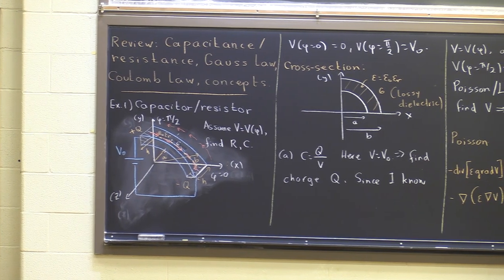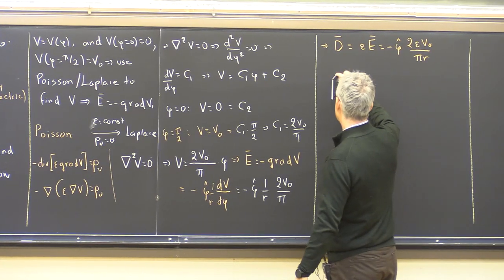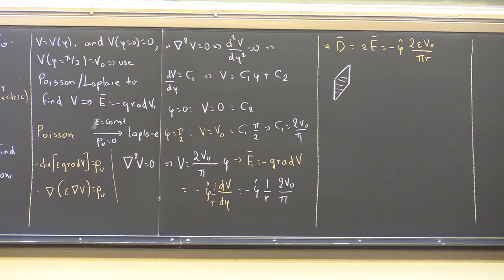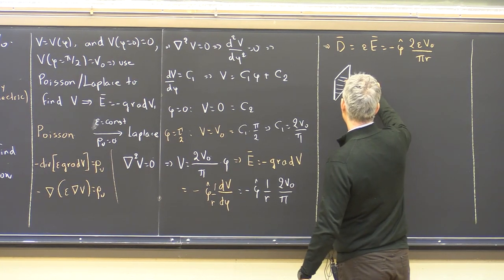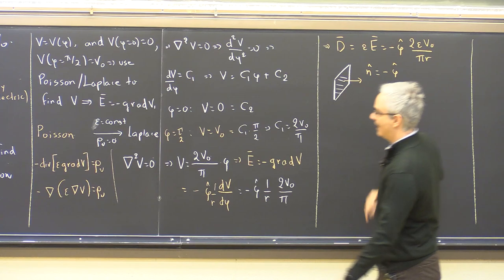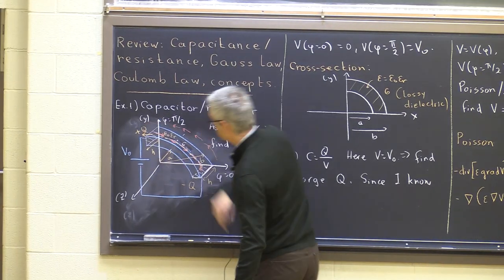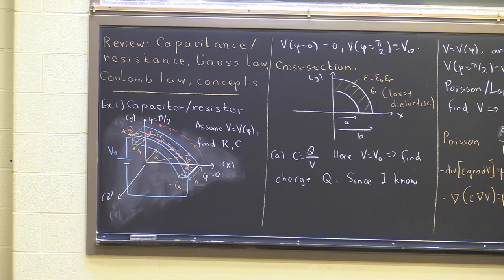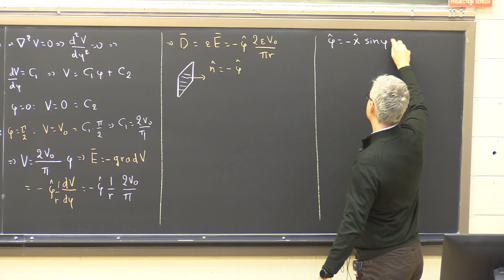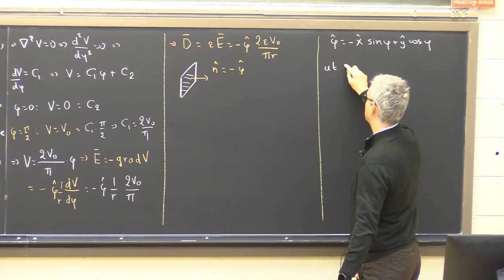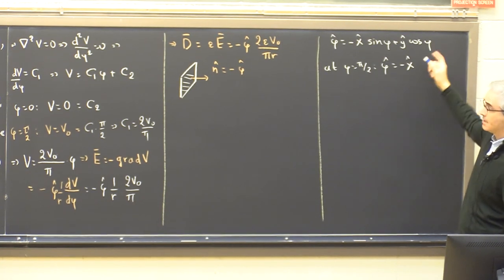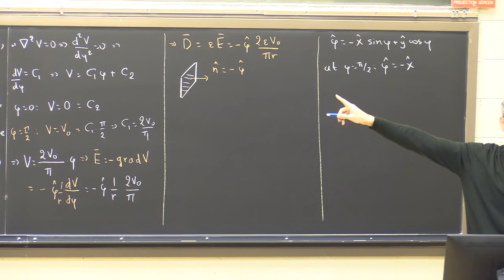So I pick the top electrode so that I find plus Q. So I have here a conductor. And I define a normal vector to the conductor that will be the minus phi hat unit vector. The phi hat unit vector here points in this direction, actually points in the minus x direction. If you remember, the phi hat unit vector in Cartesian coordinates is minus x sine phi plus y cosine phi. So at phi equals pi over 2, phi hat is minus x hat. Sine of 90 degrees is 1, cosine of 90 degrees is 0. So it will be pointing in the minus x direction at the top electrode.